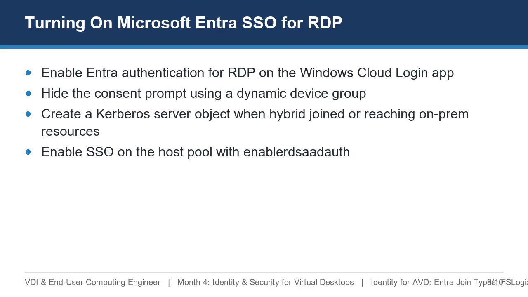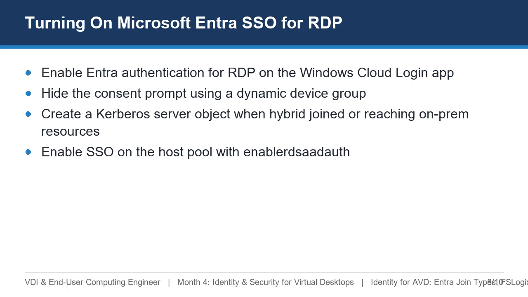Turning on single sign-on is 5 tasks. Enable Microsoft Entra authentication for RDP on the Windows Cloud Login application. Hide the consent prompt by targeting a dynamic device group of your session hosts. Create a Kerberos server object if your hosts are hybrid joined or need to reach on-premises resources. Review your conditional access policies, which we cover next lesson. And finally, enable single sign-on on the host pool itself, either through the portal or by setting enablerdsaadauth to 1 in PowerShell.